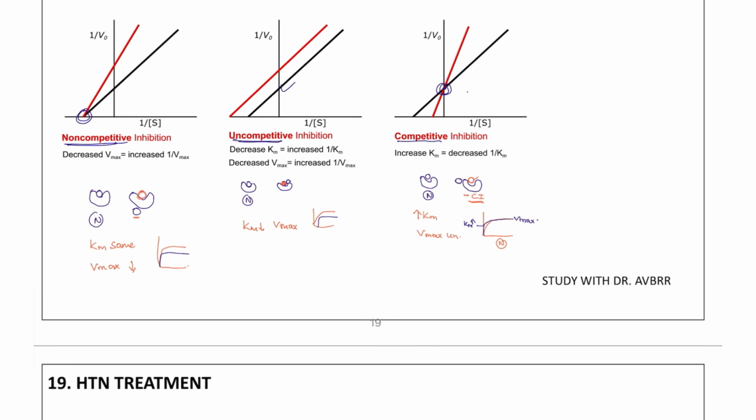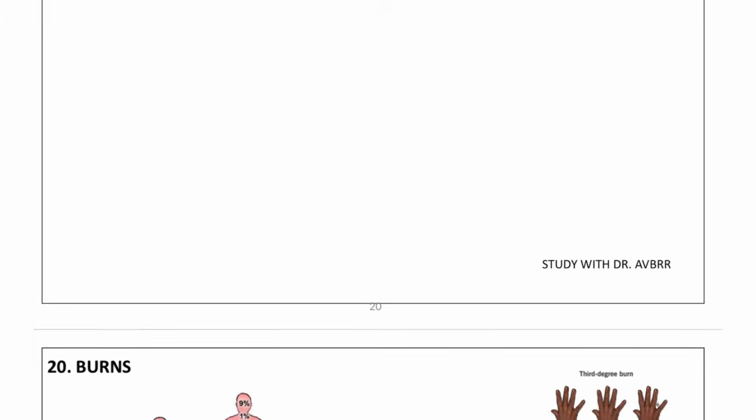What are the examples? Here are the poisons, and most of the drugs such as statins, and here it is placental alkaline phosphatase. This is placental alkaline phosphatase. These are the examples. Okay.